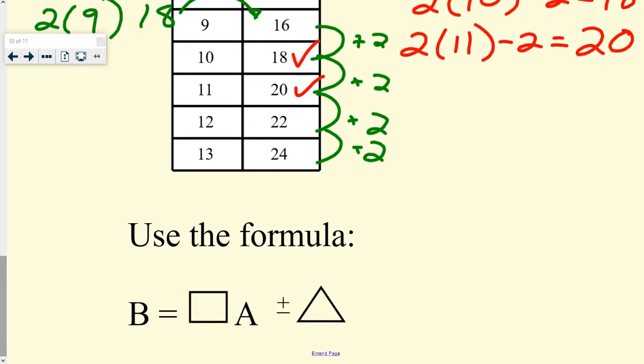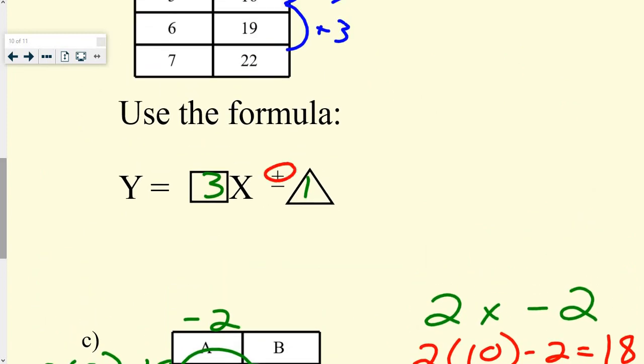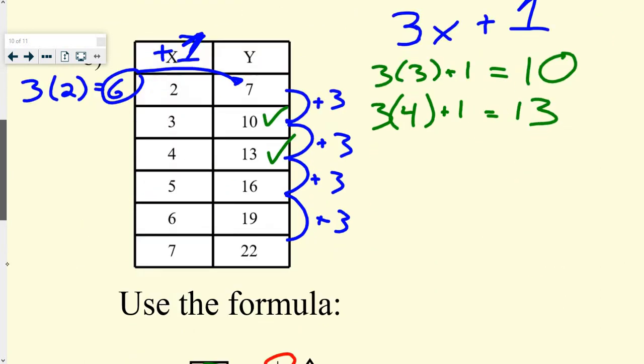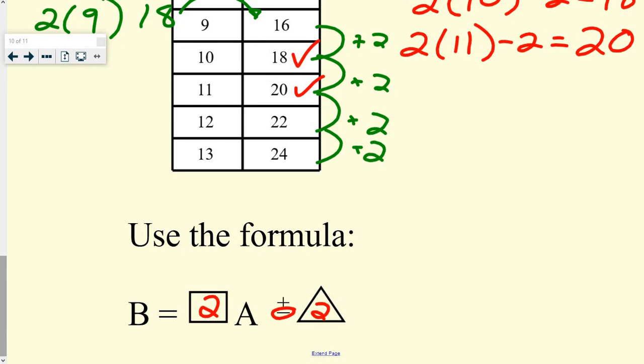Jumped a little bit there. So where you're going to use 2 times a minus 2. Sorry, I didn't circle what we're adding up there. So plus and plus. So the formula is 2a minus 2. That's how we find b.